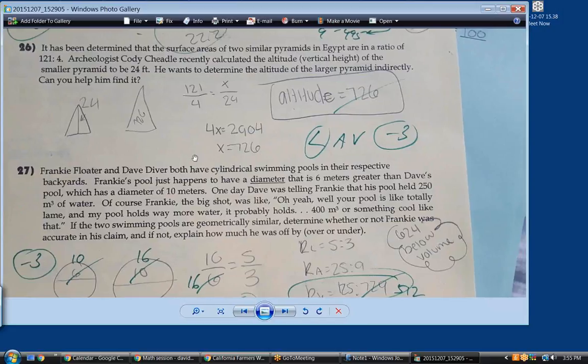Which one here? We only have a few minutes. Let's do 26. All right. It looks like either one of them is going to test us on the same principle.